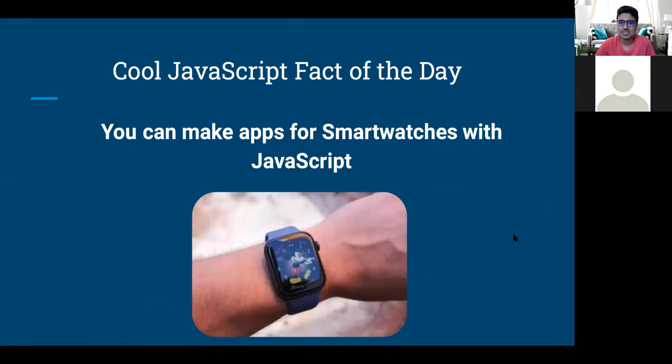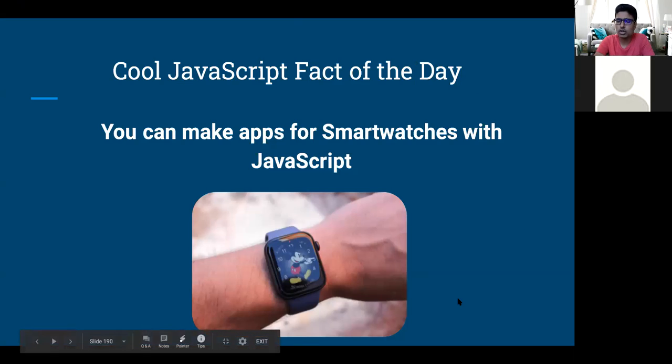All right. So let's get down to today's cool JavaScript fun fact of the day. That being that we can make apps for smartwatches using the language of JavaScript. Now, I happen to have a Fossil smartwatch. So essentially, if you can see that, if I go to my apps area, all of these apps I can make. So we can make these apps which we use on our smartwatches using the language of JavaScript.